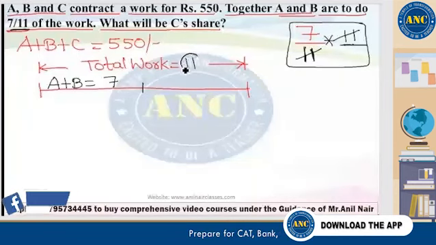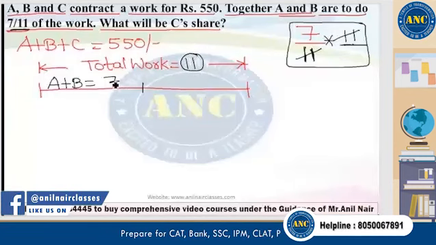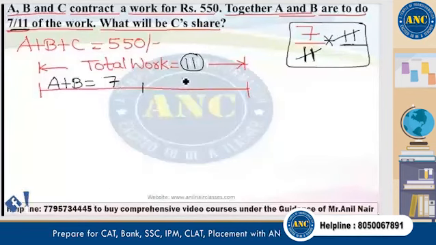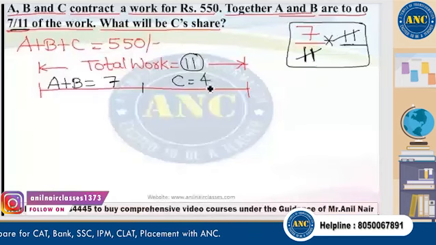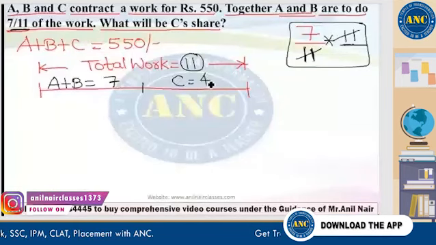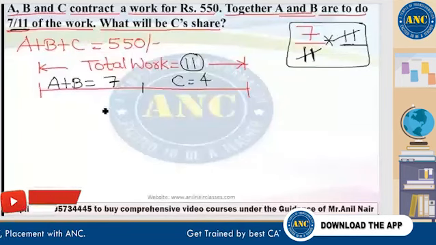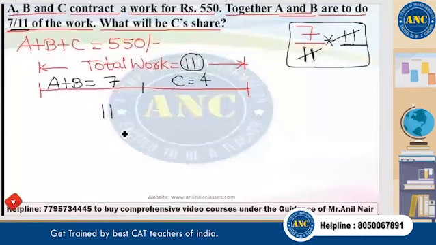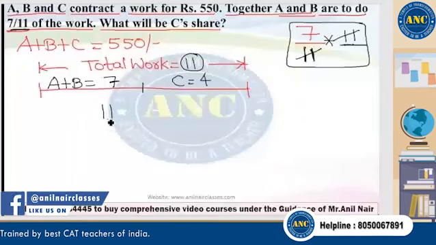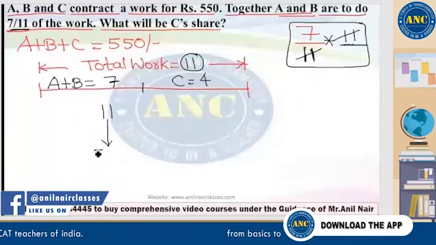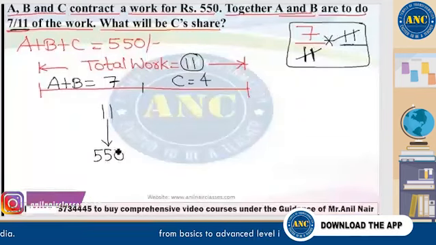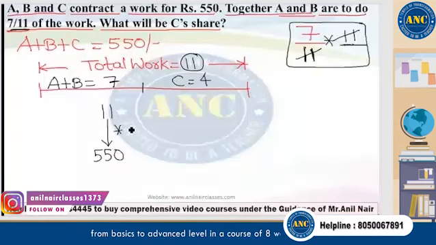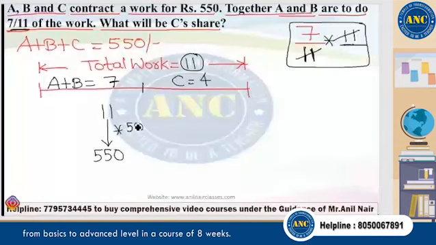Now, out of total 11 units, if A and B together can complete 7, C will be the remaining 4 units. According to my assumption, total work is 11, or in the partnership case, total amount is 11, but according to the question, total amount is 550. 11 is becoming 550. Multiply by 50.